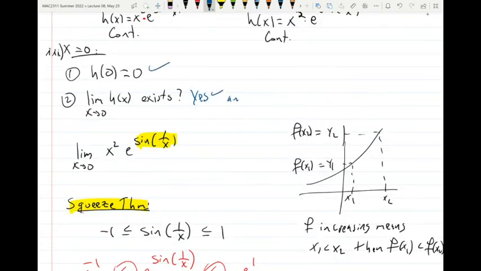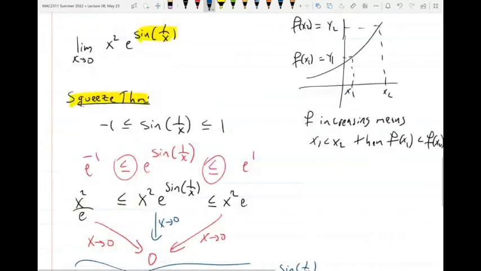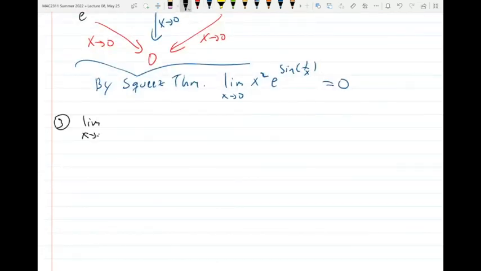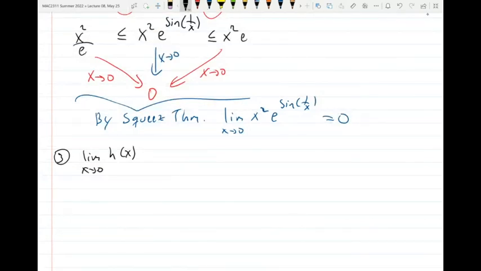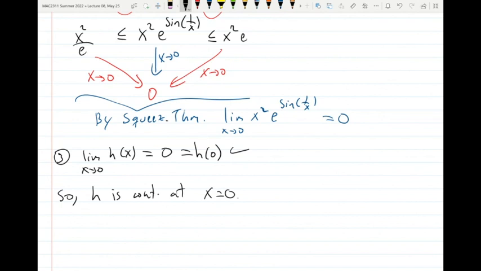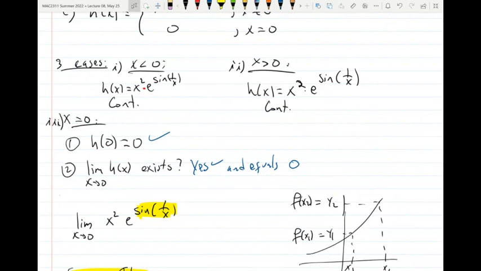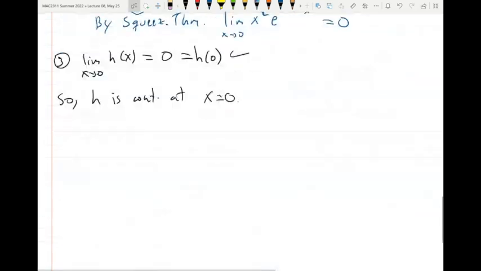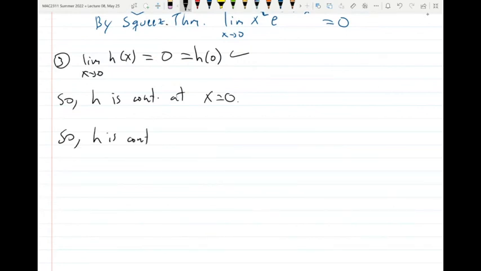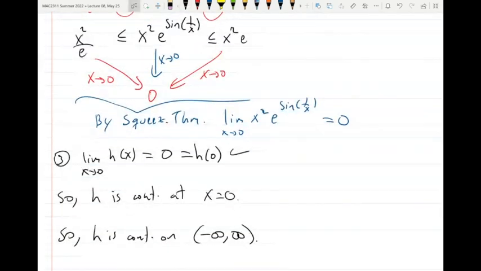And moreover, we know the limit is 0 and equals 0, which is the same as number 1. So the answer to number 3 is fine. The limit as x approaches 0 of our function h equals 0, which is h of 0. So h is continuous at 0. Moral of the story: this function is continuous everywhere. Less than 0, bigger than 0, and it was also continuous at 0. So h is continuous on the entire real line. Okay. Questions? No questions? Okay.